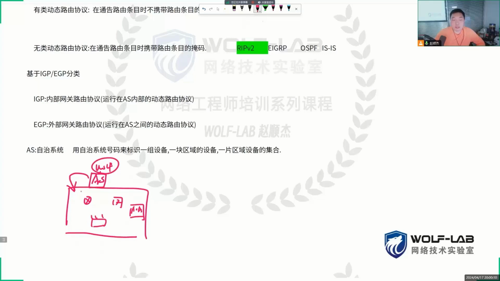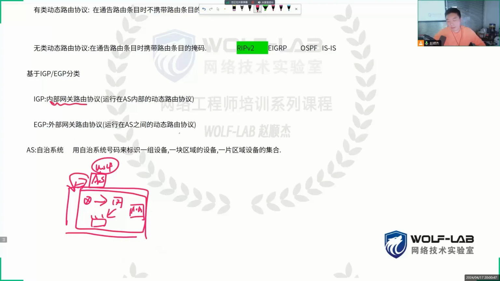We all belong to the same area, using autonomous system numbers to identify and distinguish our group of devices. It's like we all live in Tumbling Garden Community Building 12, right? Living in the same AS box, using this AS number to distinguish our group of devices. So within this AS, the protocols we run between us are called internal gateway routing protocols. Simply put, inside your company or inside your home you can run dynamic routing protocols internally. That's our IGP, the Internal Gateway Routing Protocol.